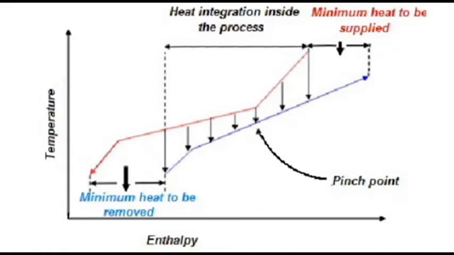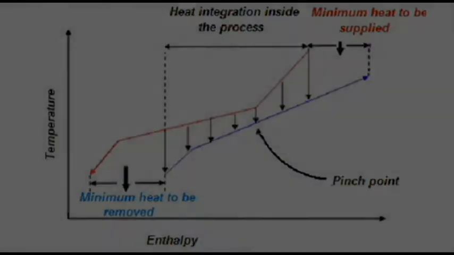So the non-overlap on the right hand side is the minimum heating utility, where the minimum heat is needed to be supplied, while the non-overlap on the left hand side is the minimum cooling utility, where the minimum heat is needed to be removed.